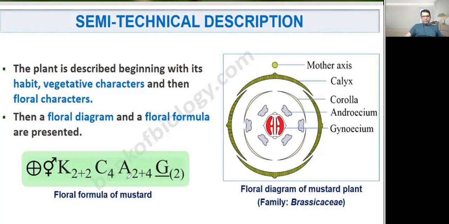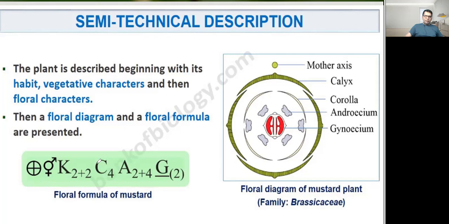Then androecium 2 plus 4. Androecium means there are 6 stamens. So 2 outside, then 4 inside: 1, 2, 3, 4 inside. So 2 plus 2 stands for gynoecium. This is gynoecium. There are 2 carpels, and they are fused, so syncarpous.